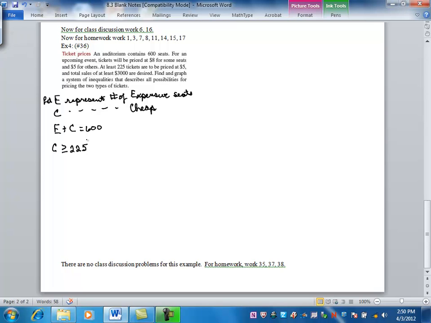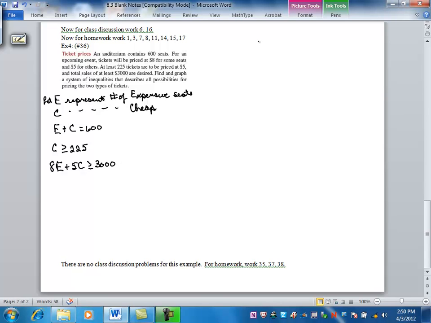And a total sales of at least $3,000 is desired. So what we know is that the expensive tickets cost $8 a piece, plus $5 a piece for the cheap seats. This is the total sales, and this total sales has to be greater than or equal to $3,000. Okay? And so now you can see that we have three equations here.